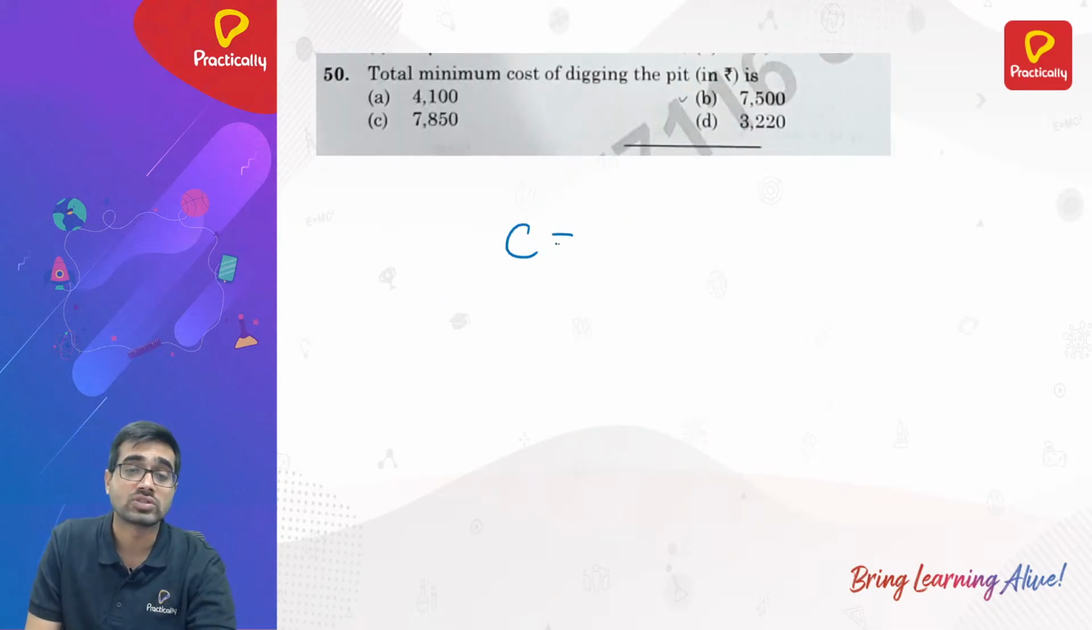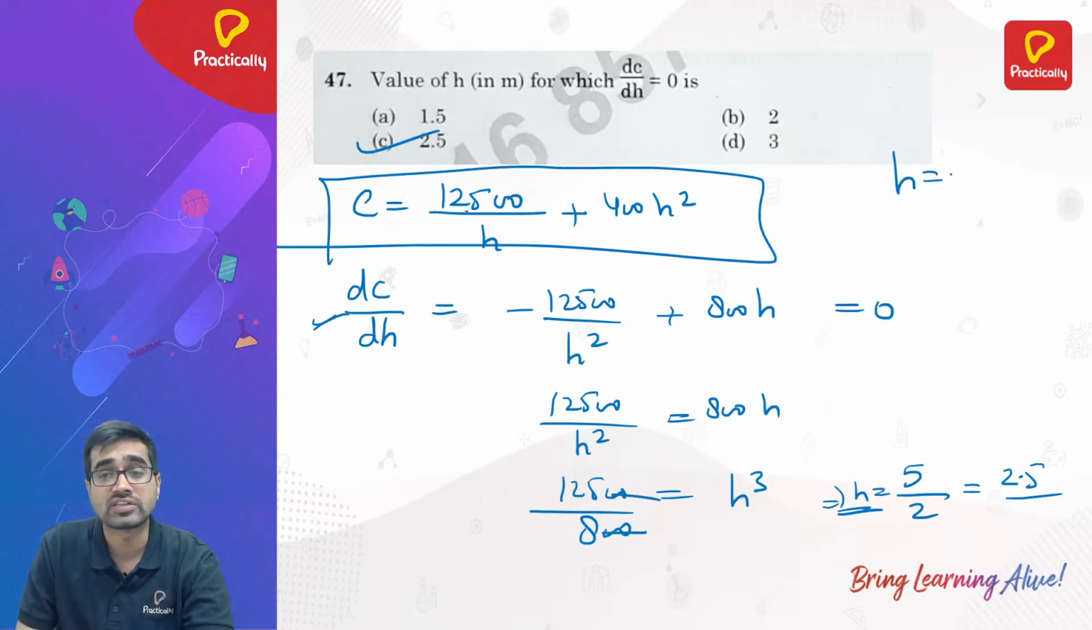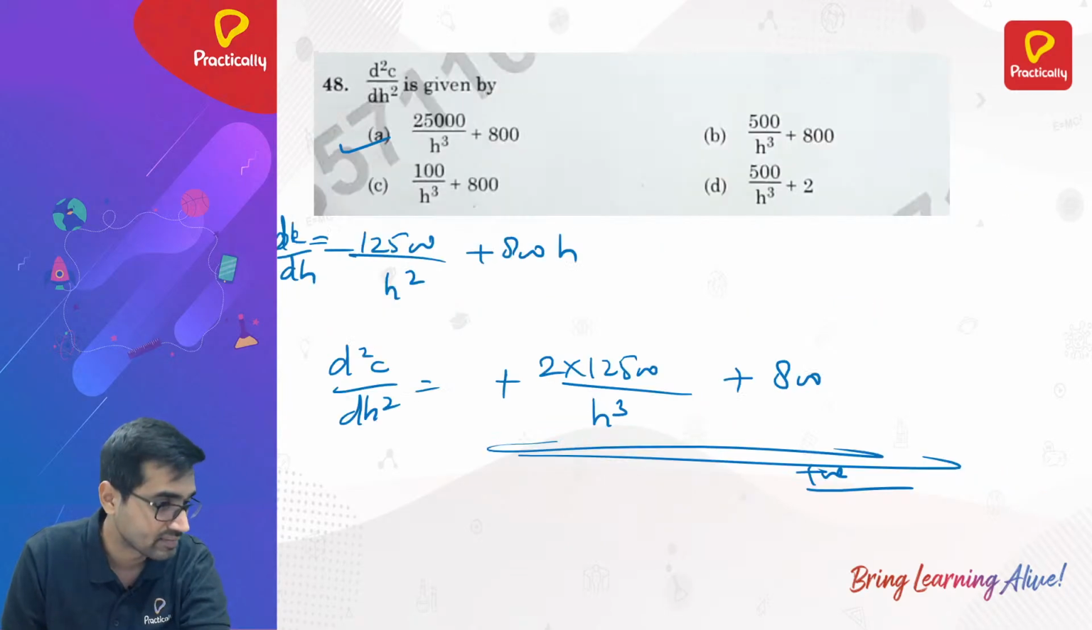For the total minimum cost, you put the value in the function. The function of cost is this. Put the value of h as 2.5 and solve. I am not solving it.